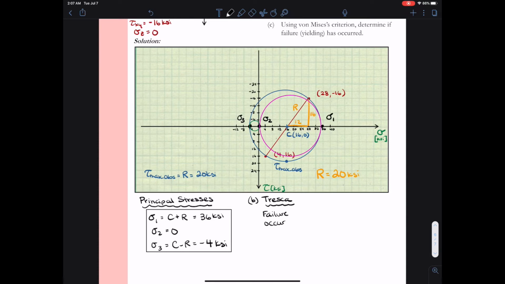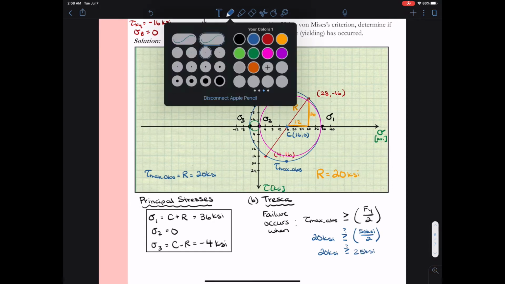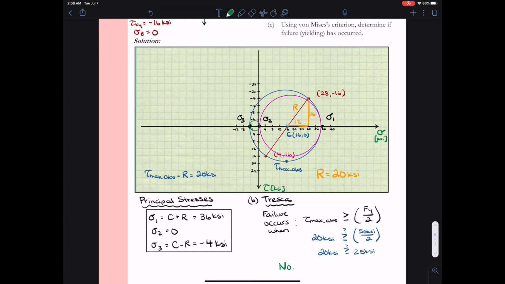So for Tresca, it says that failure occurs when the absolute max shear stress exceeds a certain value, which is Fy over 2, a critical value. So that means the radius, 20 ksi, is that greater than our yield strength, 50 ksi divided by 2? So is 20 greater than 25? No. Therefore, we do not expect failure to occur based on the Tresca criterion.